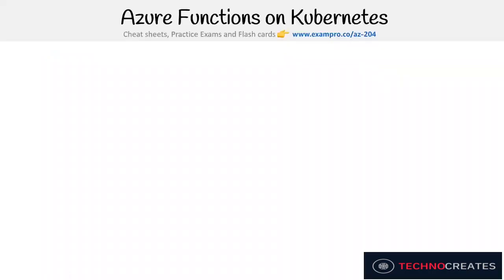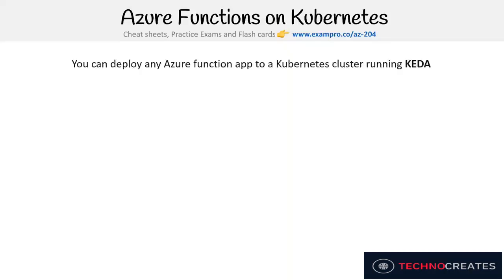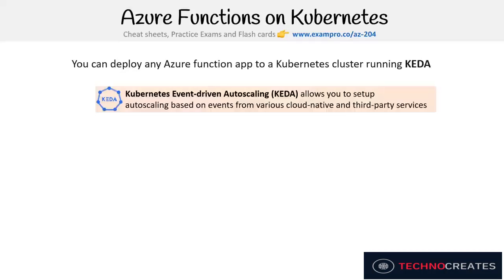Let us take a look at Azure Functions on Kubernetes. Now, I don't think this is on the exam, but I just thought it was a very interesting thing that Azure Functions can do. And so I just kind of wanted to run quickly through it. So you can deploy any Azure function app to a Kubernetes cluster running on KEDA. If you don't know KEDA, it is Kubernetes event-driven autoscaling service. It allows you to set up autoscaling based on events from various cloud-native services and third-party services. So in this case, it could be for Azure function apps.